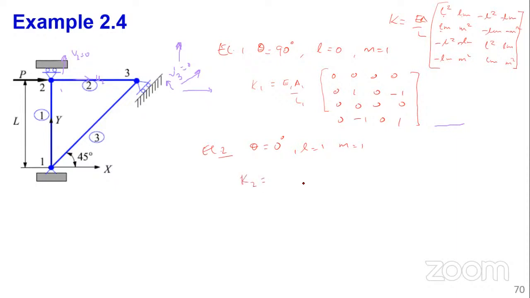So for K2, let's substitute the values. We have E2, we know 210 times 10 to the power 9. We are putting them to the same unit. Instead of gigapascals, we just talk of Newton per millimeter. Then A, we are given what is A. But as I always say, be very careful when you substitute these values so that they don't increase your working.